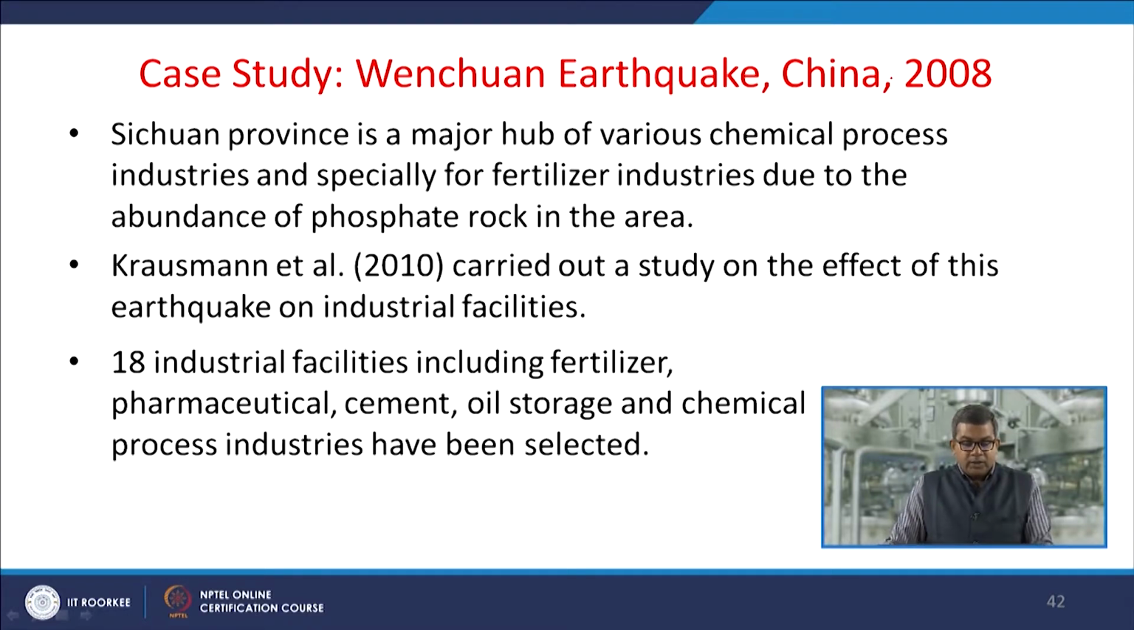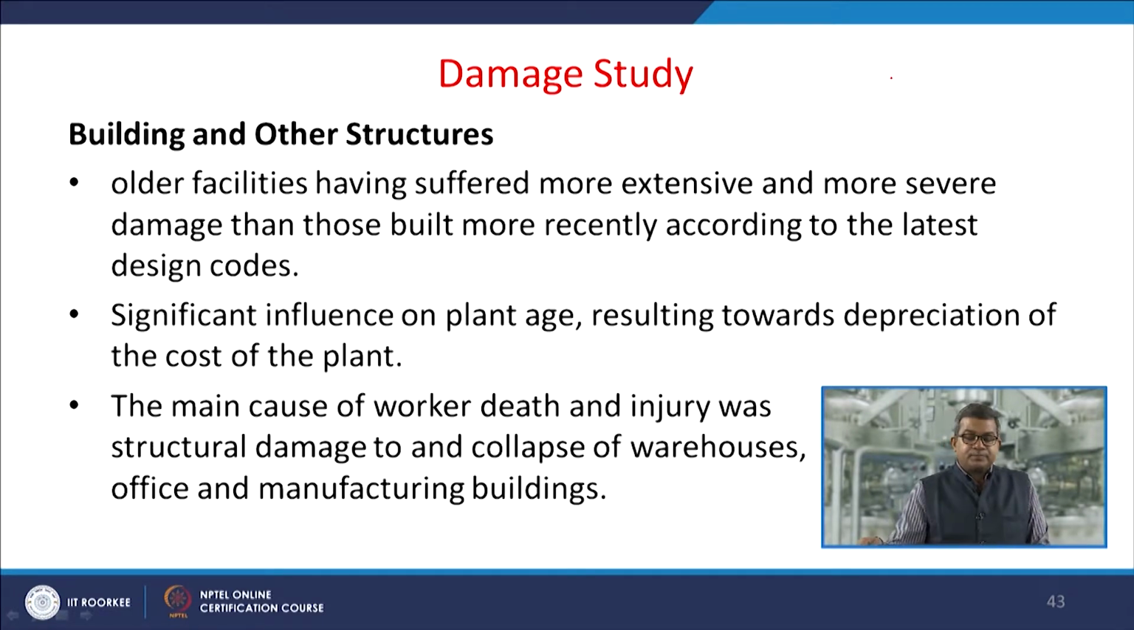Now, in 2010, a study was carried out to analyze the effect of this earthquake on industrial facilities. So, 18 industrial facilities, including fertilizer, pharmaceutical, cement, oil storage and chemical process industries, were selected for this one. This study was characterized into different parameters. So, one is buildings and other structures.